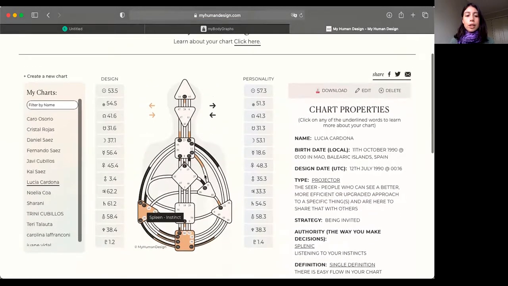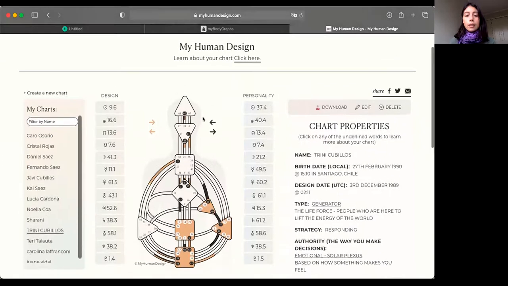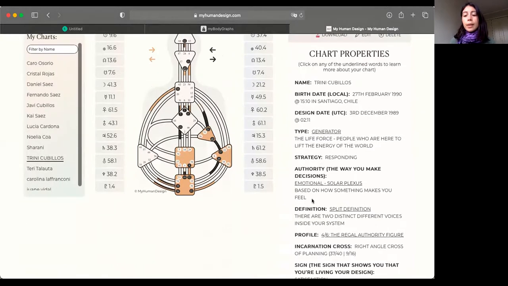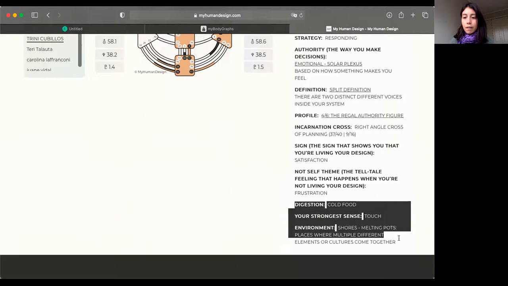So this is a chart. Okay, let me go to my chart so that I'm not going to anyone's. Here we go. This is my chart. So it's the same thing we just saw. As you can see, it's more aesthetically pleasing maybe. But then she goes and she gives you some information over here, which is digestion, stronger sense, and environment.